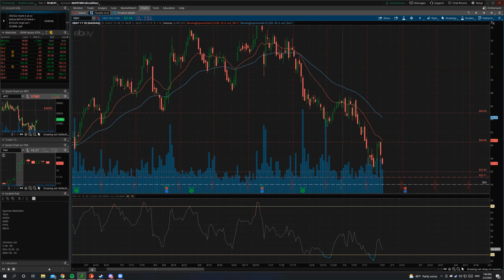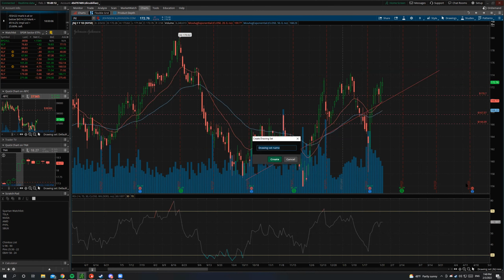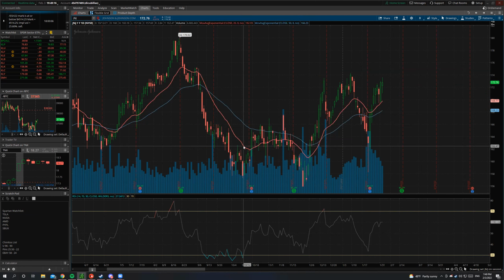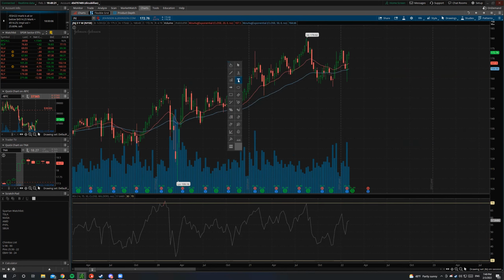Let's see. J&J triple top on the daily. Look at that. All right. Let me do a new section. All right. We'll look at it on the weekly as well as always, right?